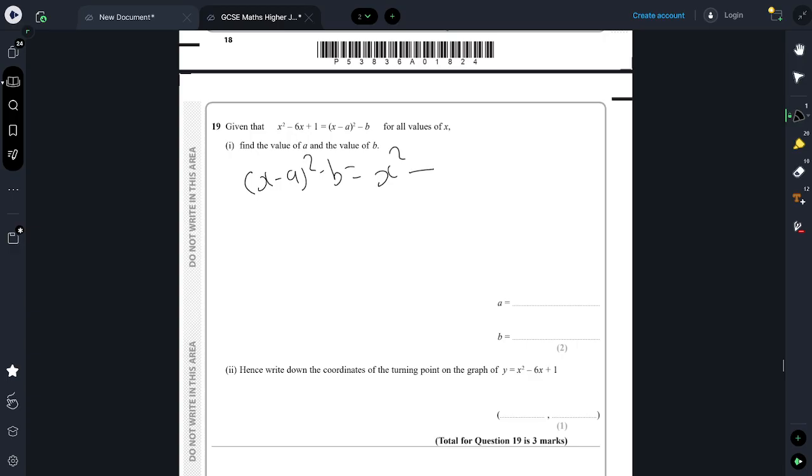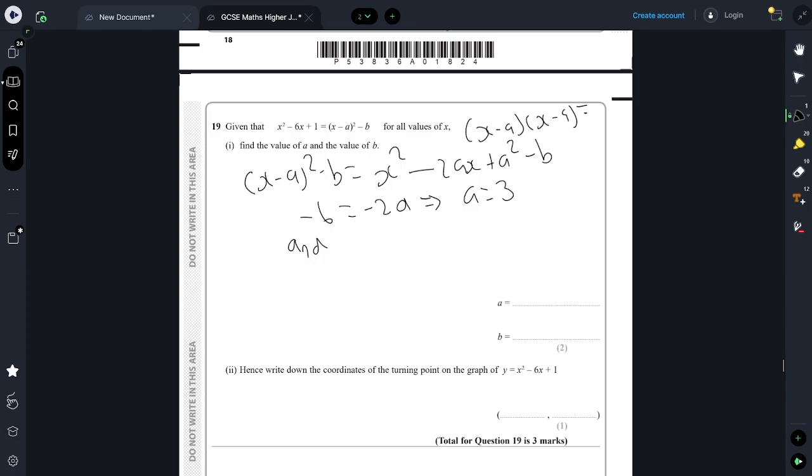x squared. Well, x minus a, x minus a. That's going to be x squared minus ax minus ax, that's minus 2ax, plus a squared minus b. But I don't recommend this because you get a very nasty simultaneous equation. Because what you get from this is the x coefficient, minus 6, has got to be minus 2a. So therefore, a has to be 3.